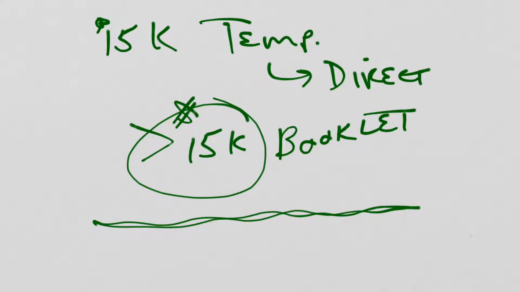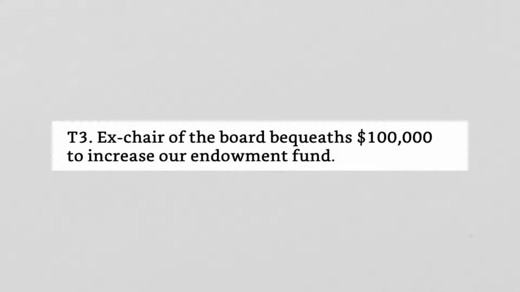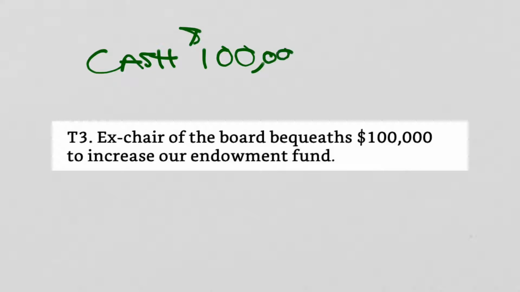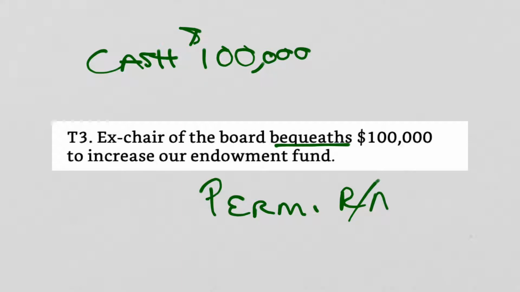All right, let's move along. Let's see what we got next. Okay, the chairman or the ex-chairman of a board bequeaths $100,000 to increase our endowment fund. And of course, here the point would be it's $100,000. That's nice. He actually gives us this $100,000. He did it through bequeathing. I think that means he died. Okay, and of course, this is going to go to the permanently restricted assets. So if you got that, then you really are rocking and rolling along now.